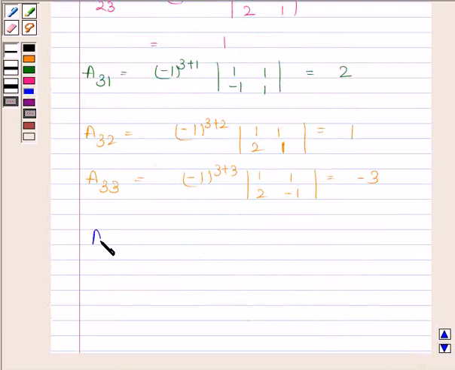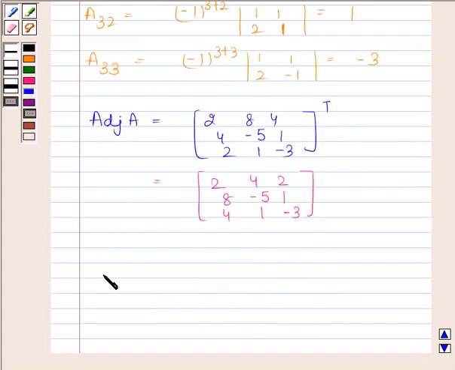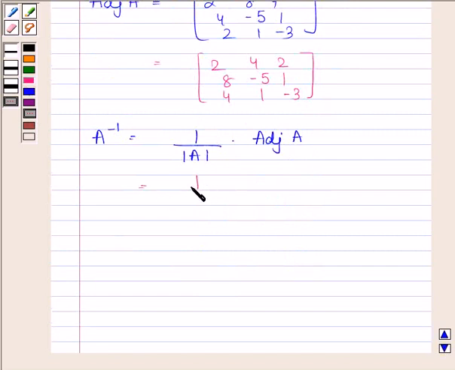Now, adjoint A is equal to the transpose of the 3 by 3 matrix in which elements are 2, 8, 4, 4, -5, 1, 2, 1, -3. And this is equal to the 3 by 3 matrix in which elements are 2, 4, 2, 8, -5, 1, 4, 1, -3. A inverse is equal to 1 by determinant of A into adjoint A. The determinant of A is 14, so we have 1 by 14 into adjoint A.